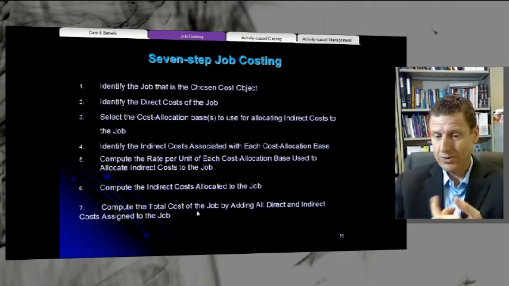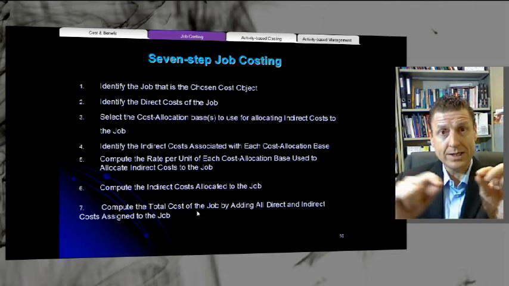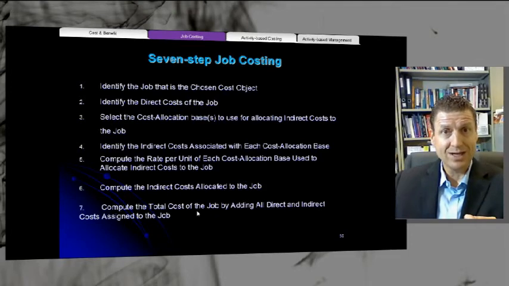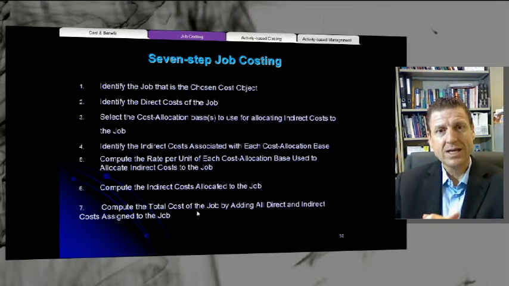Well, we've got materials, we've got people, we've got 90 different steps in the assembly, and we've got 90 plus people along that assembly line. Wow. So we've got to pay them labor, so that's direct costs. There are materials, that's direct costs. As you can see, we identify direct costs. Select a cost allocation base to use for allocating direct costs to the job.